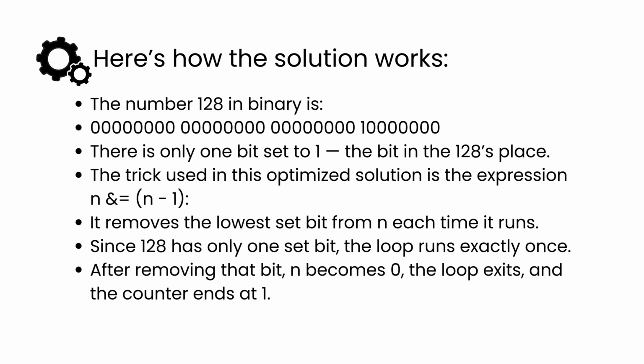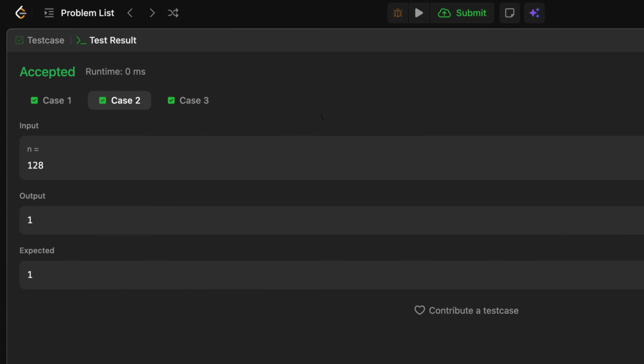The trick used in this optimized solution is the expression n & (n-1). It removes the lowest set bit from n each time it runs. Since 128 has only one set bit, the loop runs exactly once. After removing that bit, n becomes 0, the loop exits, and the counter ends at 1. And that's exactly what our program outputs, 1. And the expected result is also 1, confirming that the bit removal trick works perfectly for this test case.